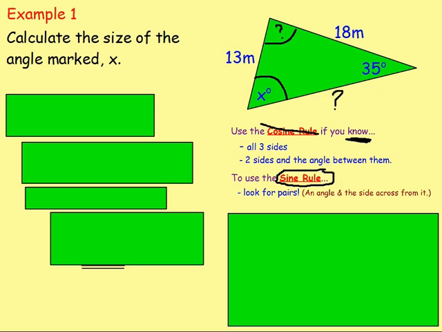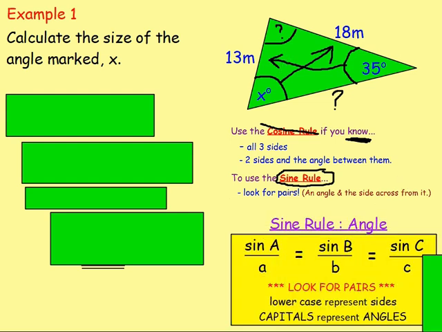And for the sine rule, what do we always look for? Pairs! Yes, you look for pairs. So the pairs are when you've got an angle and you've got the side across from it. Because we are asked to work out angle X, that has to be one of our pairs. And the side across from that is 18. And the other pair would be the 35 degrees and the side across from it, which is the 13. Good. You are wanting to work out the size of an angle using the sine rule. So remember, take the formula that's on the formula sheet and flip it upside down because it's the angle you want to find. So we've got sine A over A, sine B over B, and sine C over C.